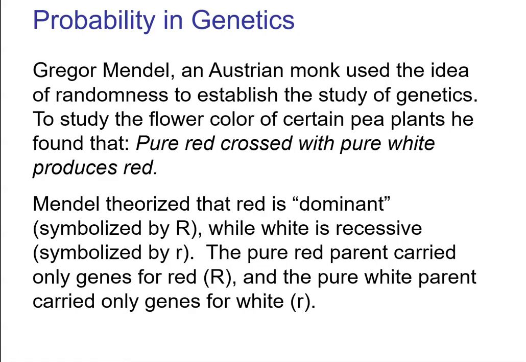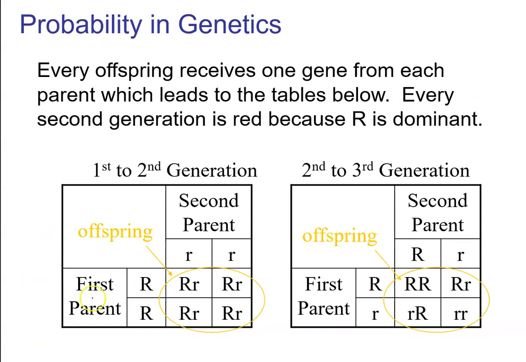Genetics. There's also some probability here. So we talked about the randomness of the study of genetics. To study the flower color of certain pea plants, he found that pure red crossed with pure white produces red. So in other words, he theorized that red is dominant. So capital R stands for red being dominant. White is recessive, designated by the lowercase r. The pure red parent carried only genes for red, and the pure white parent carried only genes for white, again lowercase r.